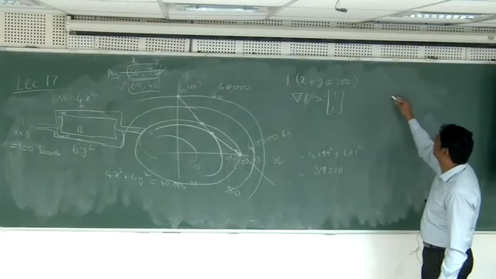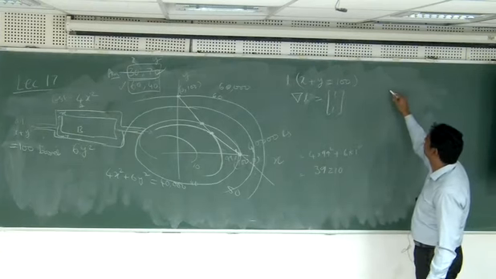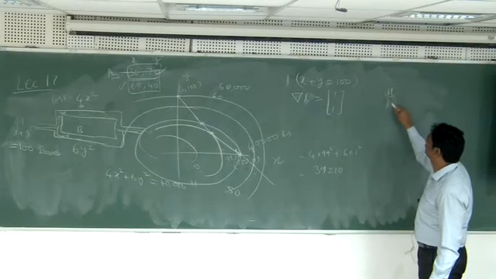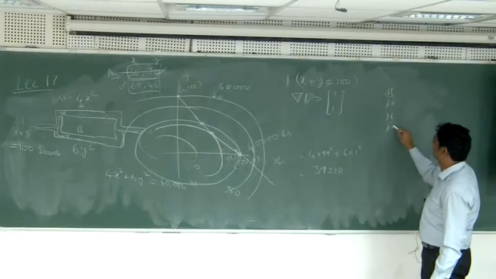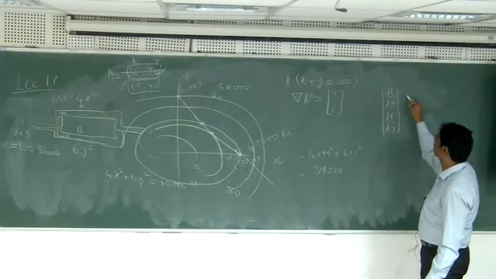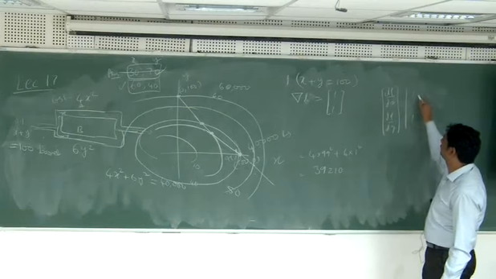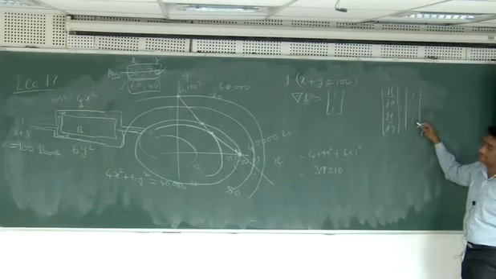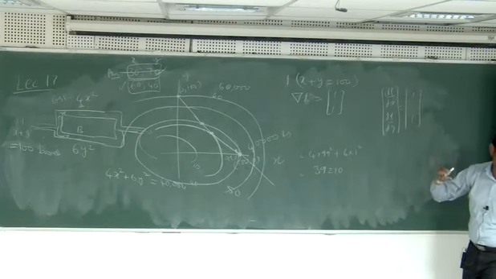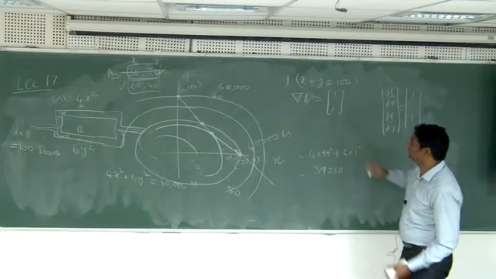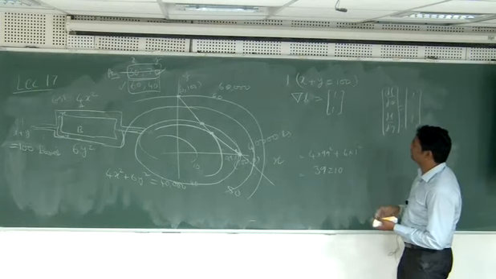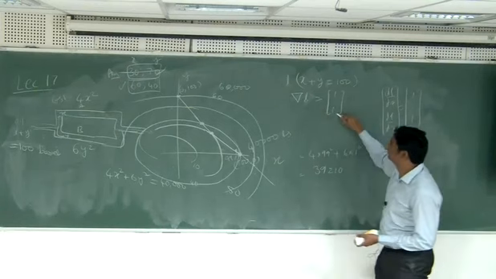What I'm saying is dL by dx, dL by dy. Differentiate with x, you will get 1. Differentiate with y, you will get 1. So 1 comma 1 is your gradient. So that is the gradient of L, 1, 1.